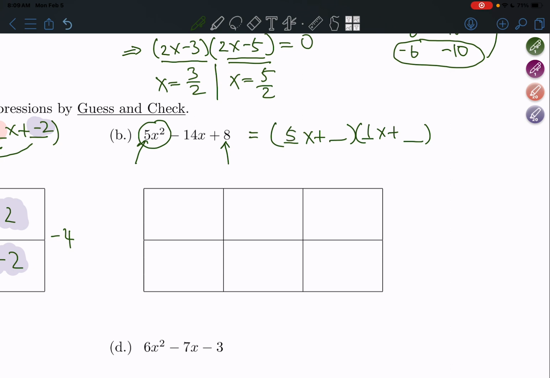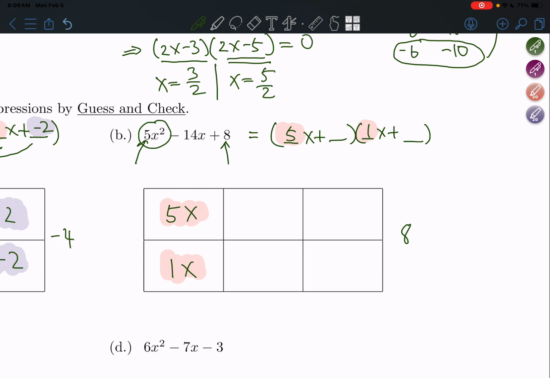This 5 and 1, I fix first, and then I mentally move around the number 8 to double check my factors. In the perspective of the box, that means I put 5x and 1x here first, make sure I fix it, and then I move on to check the factors of 8. So let me double check that real quick.